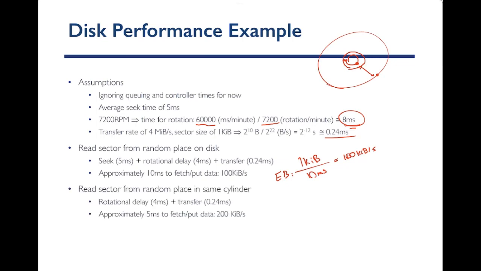Now, let's assume that you want to read a random place on the same cylinder, on the same track. So you don't need to seek to another track. You just need to wait for the disk to rotate. Now, on average, you're going to just pay the rotation delay and the transfer delay.